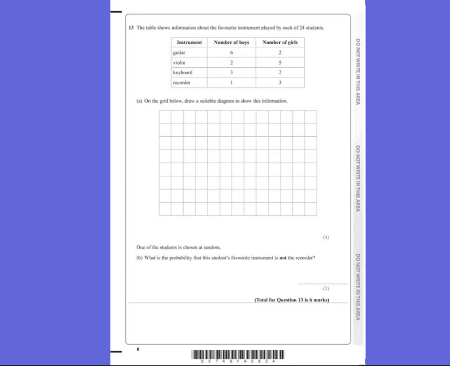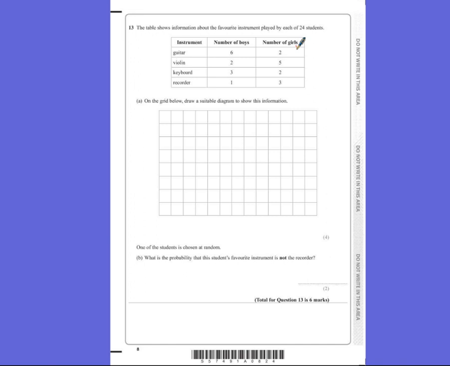Question 13. The table shows information about the favourite instrument played by each of 24 students. On the grid, draw a suitable diagram to show this information. So the key thing here is that we've got boys and we've got girls. So the best way to do this is probably with a dual bar chart.